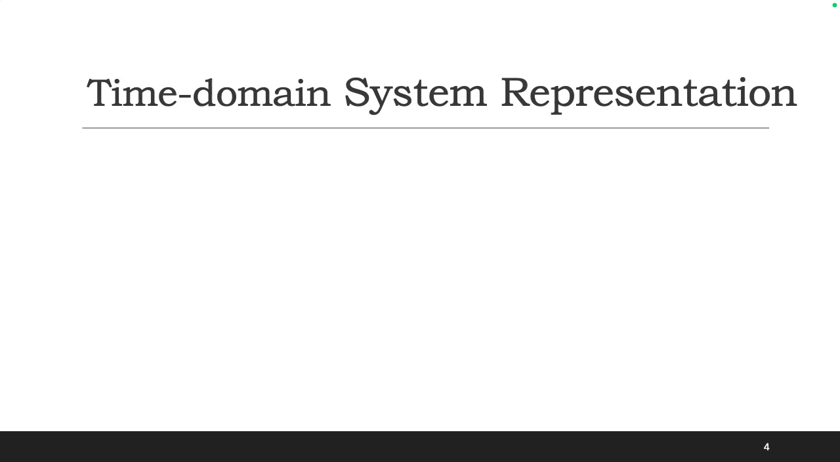And okay, before we continue, let's talk about one very important thing, the time domain system representation. Do you know what that means?